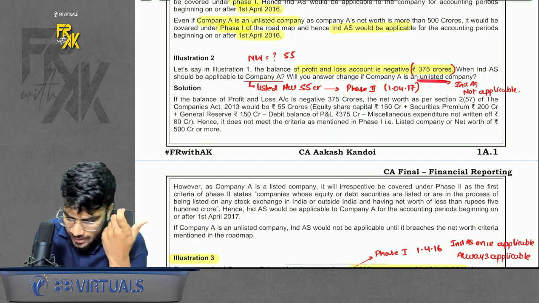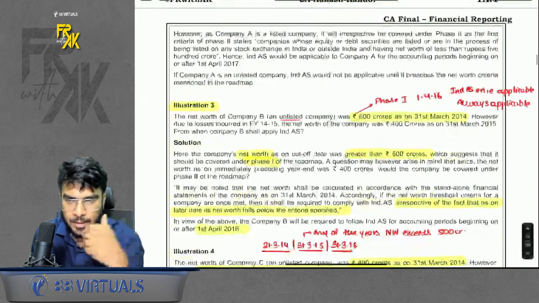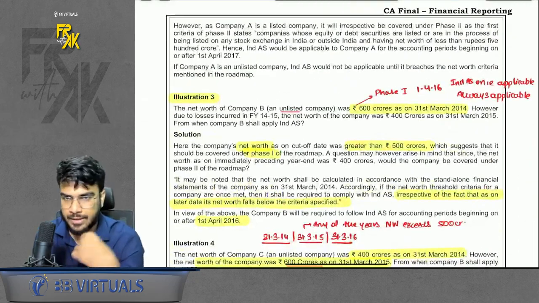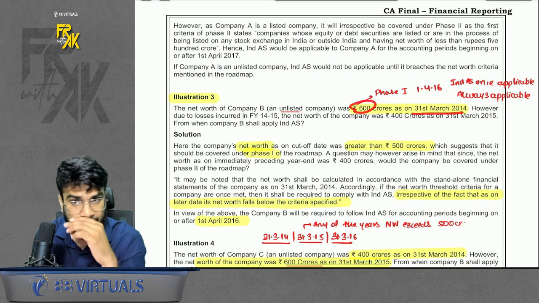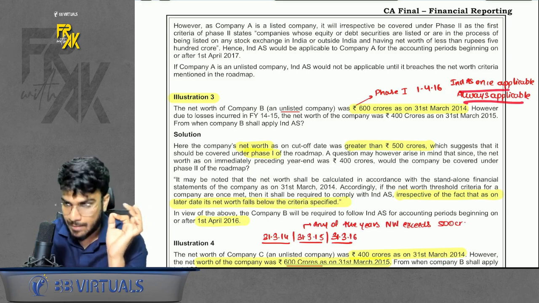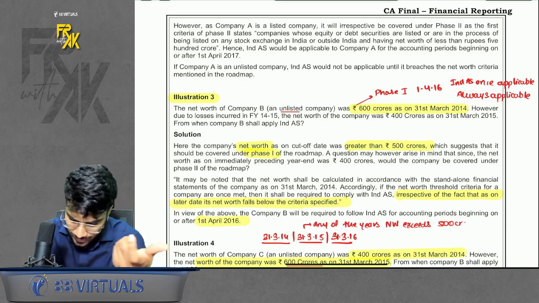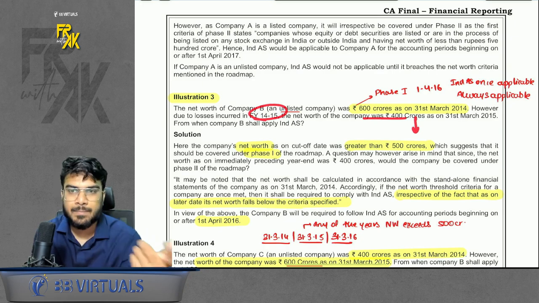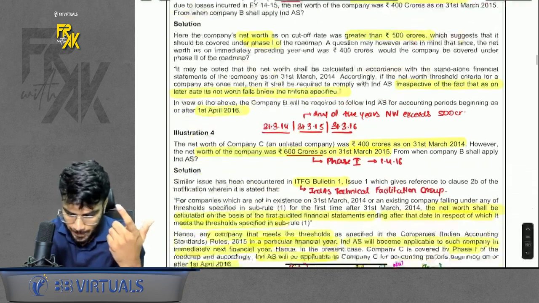What if it was unlisted? Ind AS is not applicable in that case. Okay. Under illustration number 3, net worth was 600 on 31st March 14. They are falling under phase 1 in this case. And Ind AS once applicable, always applicable. So irrespective of the fact that further the net worth was reduced, doesn't matter. Once applicable, always applicable.